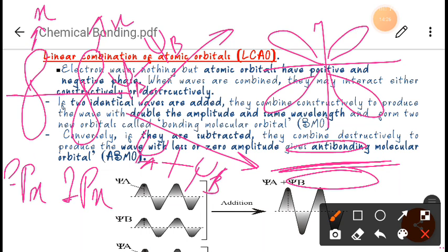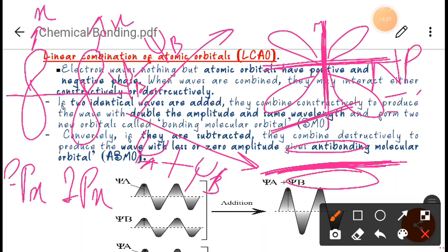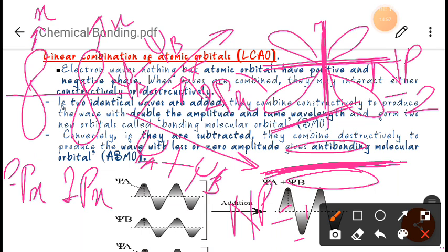This plane, when you are seeing, is called the nodal plane. So in this case, how many nodal planes are there? When you talk about this case, the nodal planes are 2 here. But in this case, the nodal plane is 1. So this is pi star 2px, and this one is pi 2px. I hope you have understood this also, right?